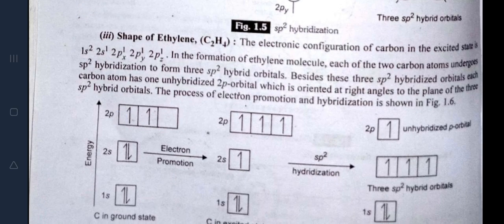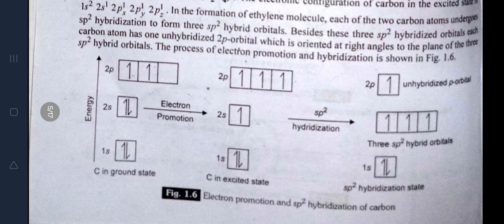Next, the shape of ethylene. The electronic configuration of carbon in the excited state is 1s2, 2s1, 2px1, 2py1, 2pz1. In the formation of the ethylene molecule, each of the two carbon atoms undergoes sp2 hybridization to form three sp2 hybrid orbitals. Besides these three sp2 hybrid orbitals, each carbon atom has one unhybridized 2p orbital which is oriented at right angles to the plane of the three sp2 hybrid orbitals. The process of electronic promotion and hybridization is shown in this figure.